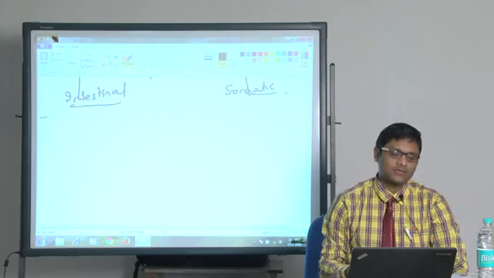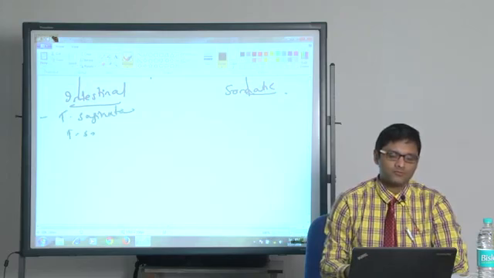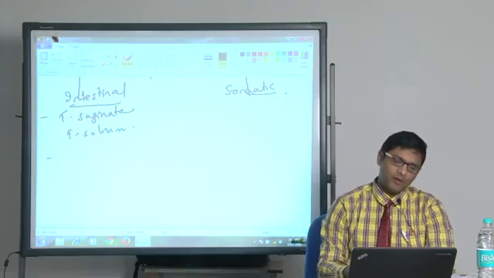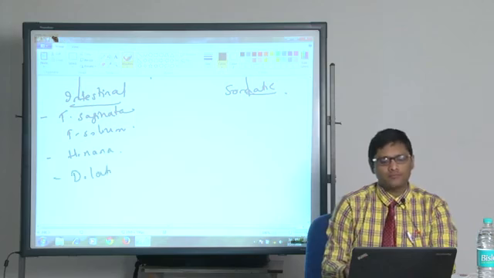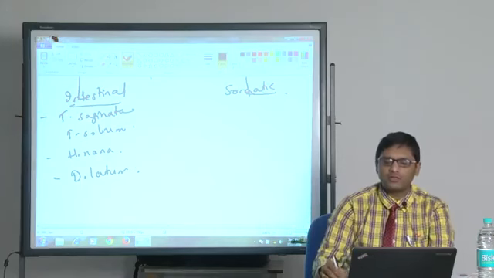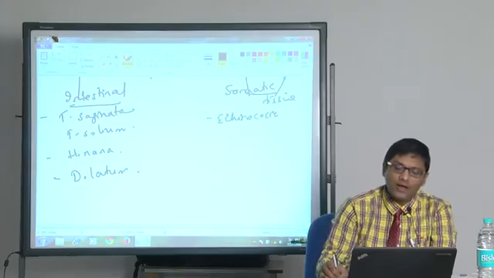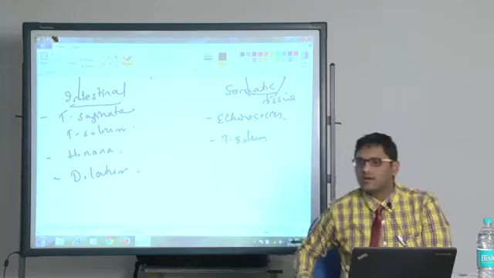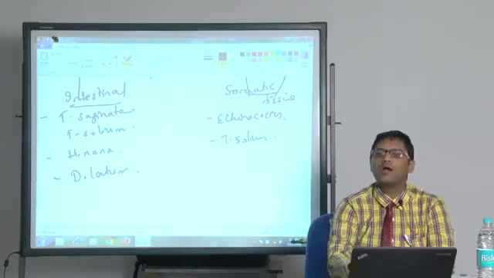Intestinal cestode examples are Taenia saginata as well as Taenia solium. Both can cause intestinal manifestation. H. nana, Diphyllobothrium latum, all these can cause intestinal manifestation. Somatic or tissue cestode: Echinococcus. And do not forget, Taenia solium, though it can cause intestinal manifestation, it can also cause what? Cysticercosis. Hence, it is also a somatic cestode.